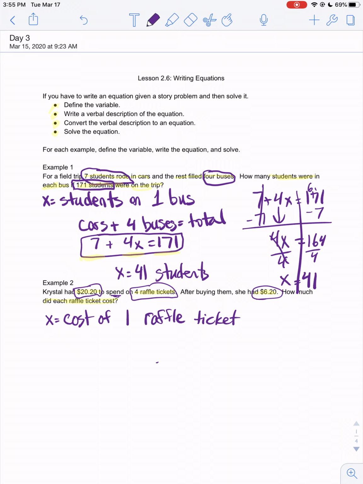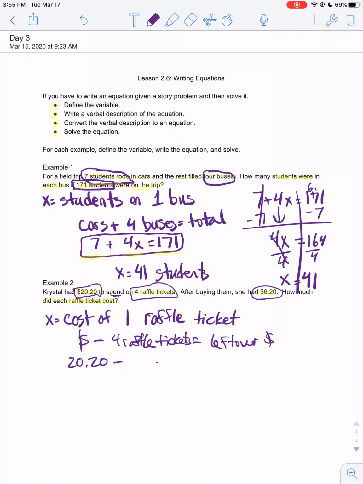Now let's think of a verbal description. Let's think about what's really happening here. I have some money, but then I spend it. Spending is subtracting, on 4 raffle tickets, and I'm left with my leftover money. How would I write that with numbers and symbols? The initial money I have is $20.20, minus taking away my 4 raffle tickets.